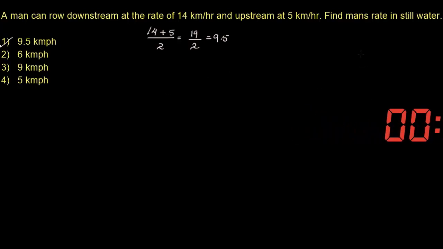But if they would have asked here, instead of man's rate in still water, speed of stream, then we would have taken the difference of these two speeds, 14 minus 5, and then we would have divided that number with 2.